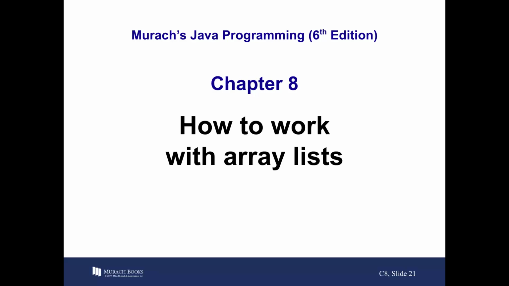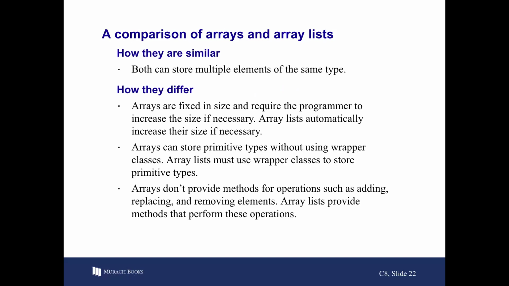This video is going to discuss content from the Murach chapter 8. We're going to talk about array lists. So we've already talked about arrays a little bit. Arrays and array lists are similar data containers. They both are known as what's called a collection. There's lots of different types of collections. Arrays and array lists are just two of them.